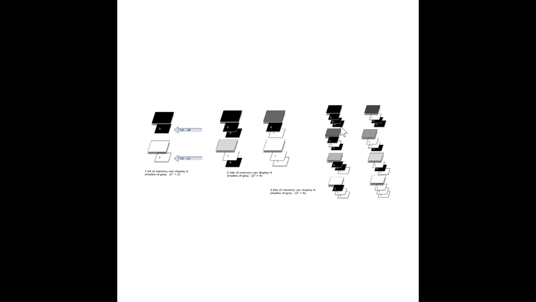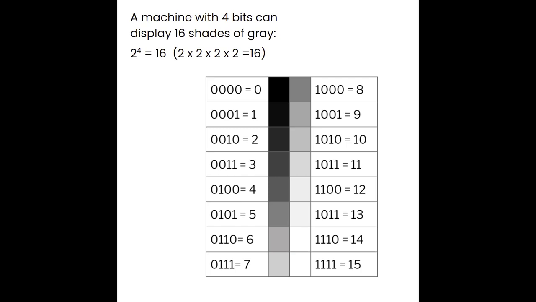Usually when all the pixels are off, that is your black. When all the pixels are on, that's going to be your white, and then you're going to have variances in between. So if we keep going with our pattern, if we have 4 bits, then the machine can display 16 shades of gray, because 2 to the 4th is 16, or 2 times 2 times 2 times 2 equals 16. And so we can see here all the different patterns that we can get by either turning a bit on or off, and then all the combinations that we can make by turning them on and off and making different patterns. And so by making those different patterns, we are assigning different binary numbers. By assigning different binary numbers, we are getting different shades of gray. So a 4-bit machine can display 16 shades of gray.